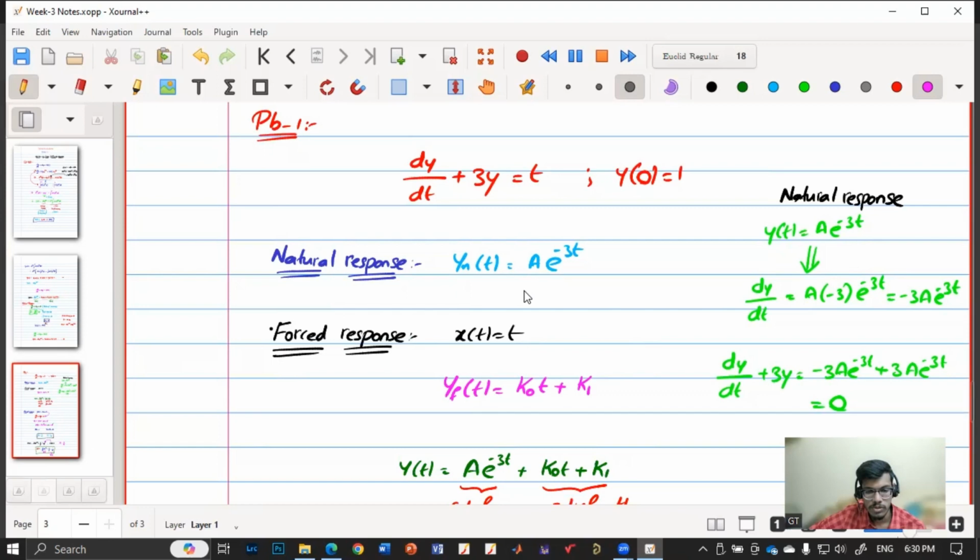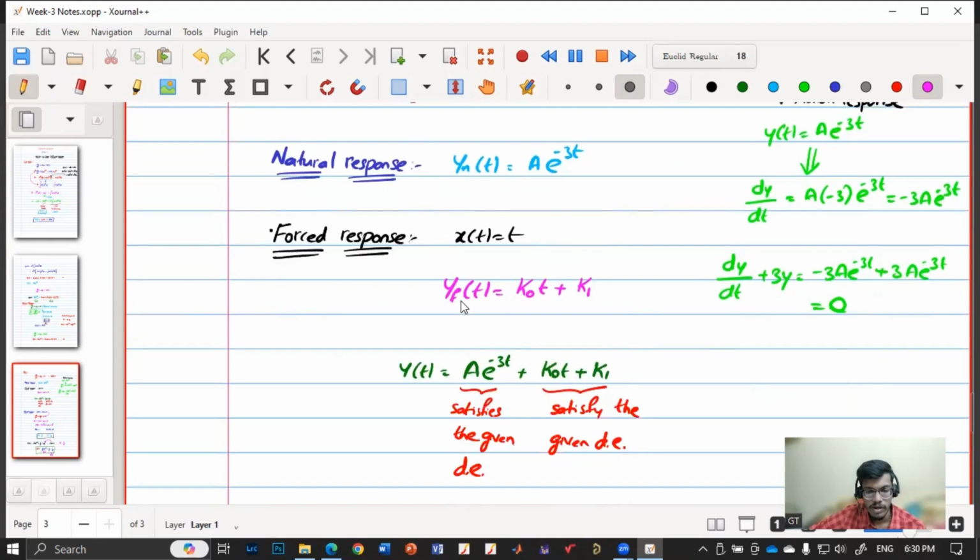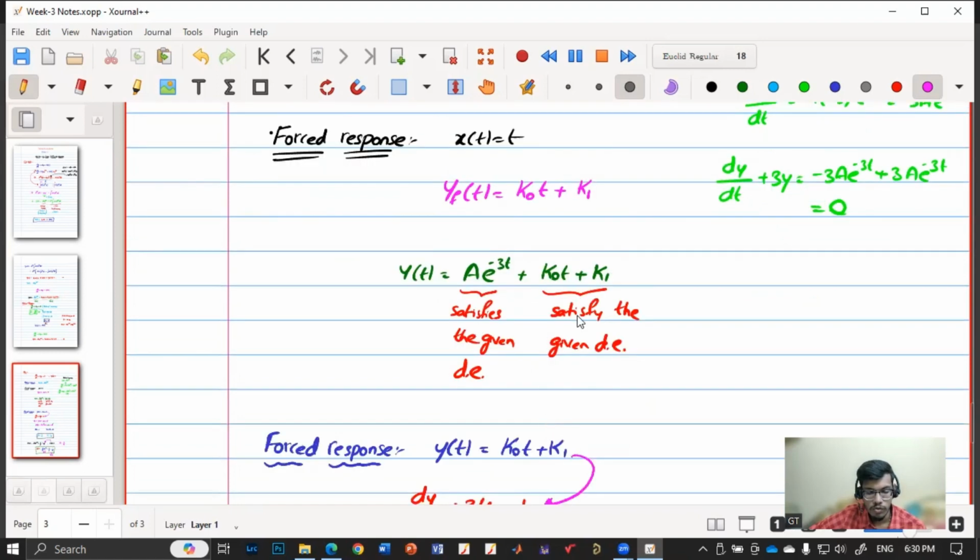And for the forced response, it will be k naught into x of t plus k1 into x dash t and so on, but other terms will become 0. So we have y of t is equal to k naught t plus k1. Now my entire solution is this plus this. But I know that the forced response should satisfy the given equation.